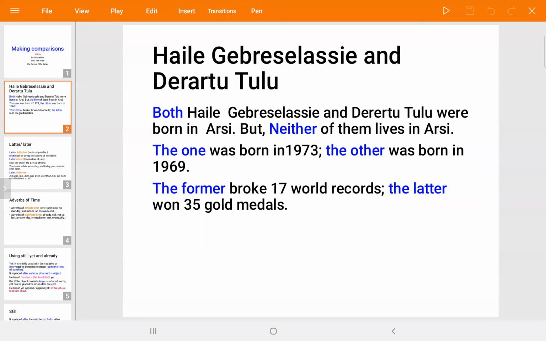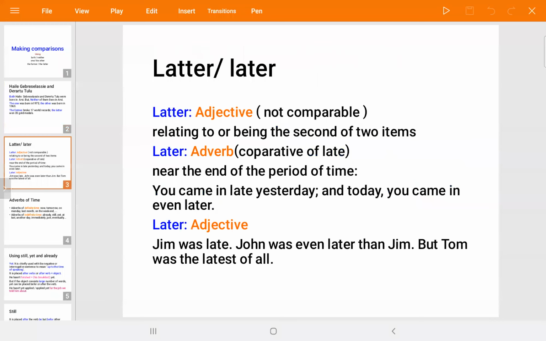The former, the latter. The former means the first one. The latter means the second. Okay, the latter, anyways, is pronounced "the latter." So the former broke 70 world records, and the latter won 35 gold medals. If you remember, we do have two words here: latter, later. So let's have a discussion in a detailed manner here.